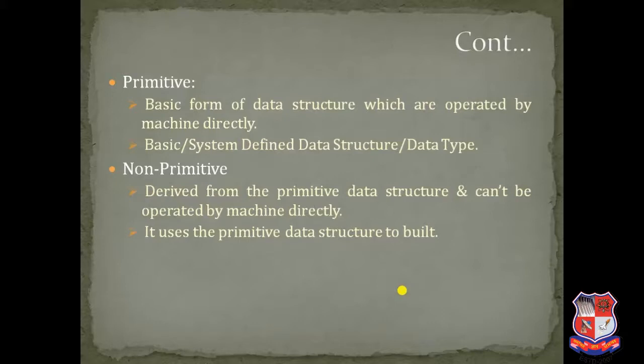Primitive data structure means it's a basic form of data structure which is operated on by machines directly. It's a basic or system-defined data structure or data type like integer, float, character, double. Similarly, non-primitive data structures are derived from the primitive data structures and they cannot be operated on by the machines directly. They use the primitive data structures to build, for example, class and data structure.